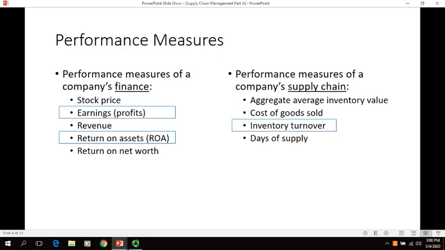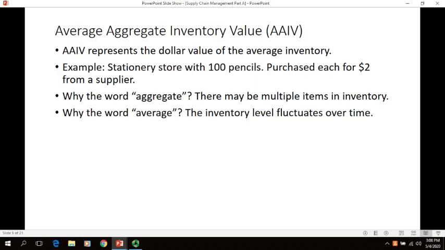Let's start with average aggregated inventory value. AAIV represents the dollar value of the average inventory. So in other words, it represents how much money we are investing in inventory. So for example, let's say that a stationery store has 100 pencils in inventory and it purchased each pencil for $2 from a supplier. What's its AAIV?